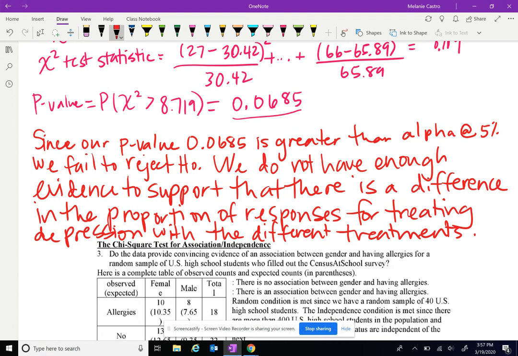Okay. So make sure you do have that HA in conclusion and context. I tried, right? So this is saying we don't have enough evidence to support the fact that taking these different drugs causes or changes that effective response in treating their depression.